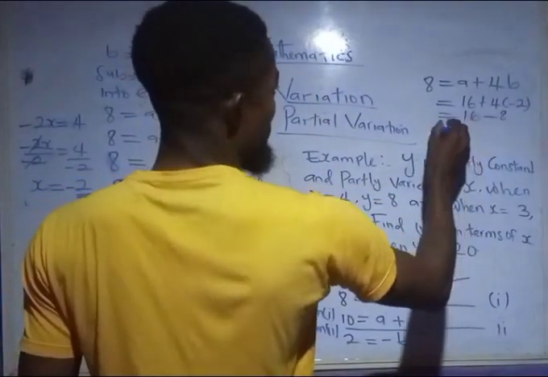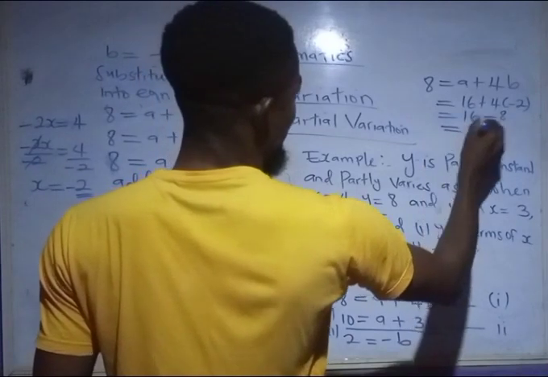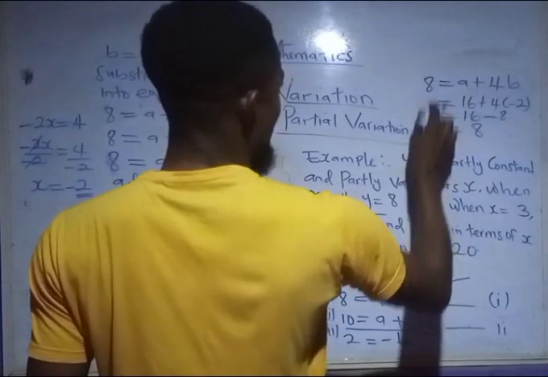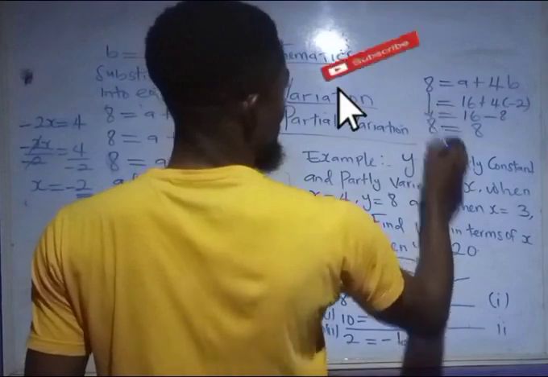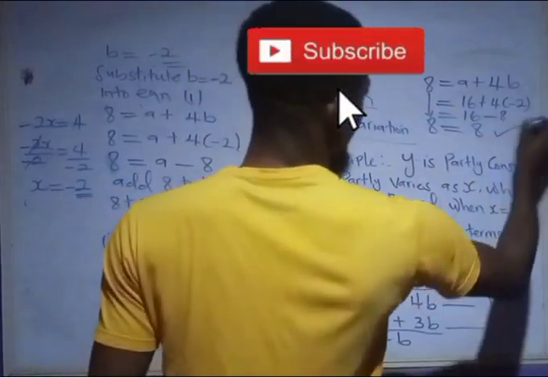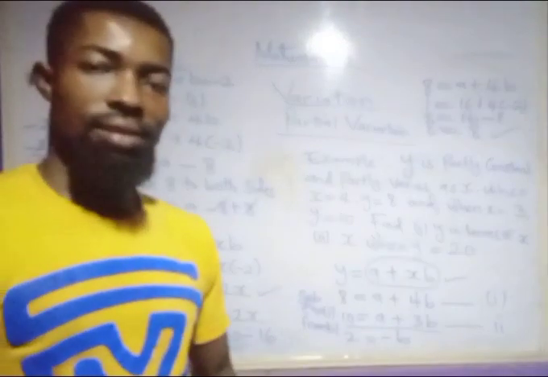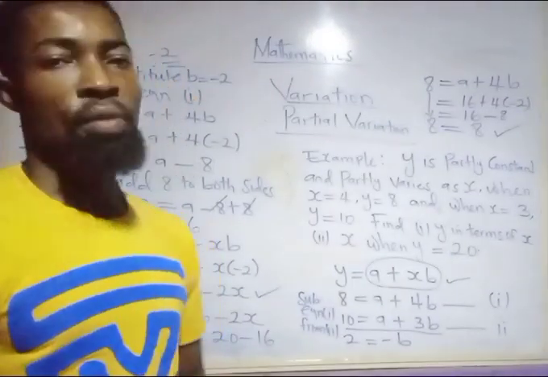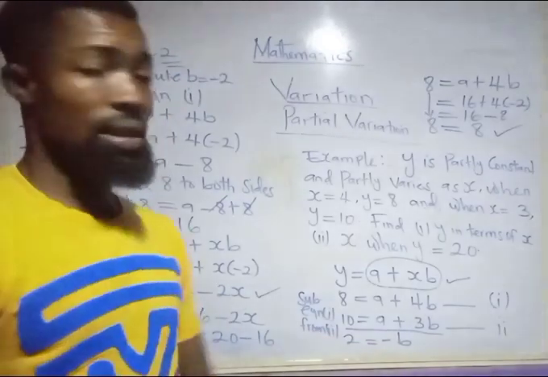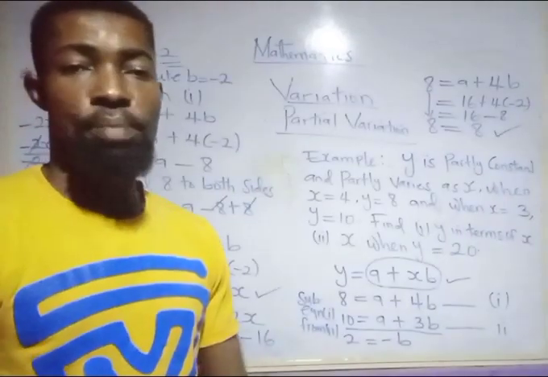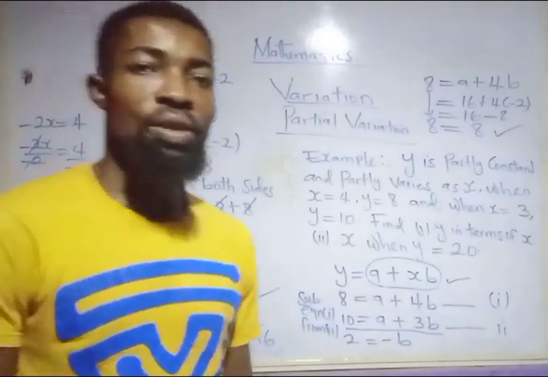16 minus 8 will give us what? 8. We have 8 here. This 8. We have 8 here. So 8 is equal to what? 8. It shows that it's correct. We can select any other equation and still prove it right. That is how it works.